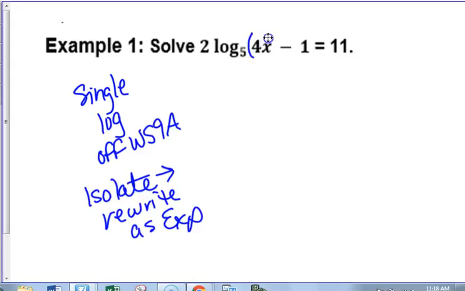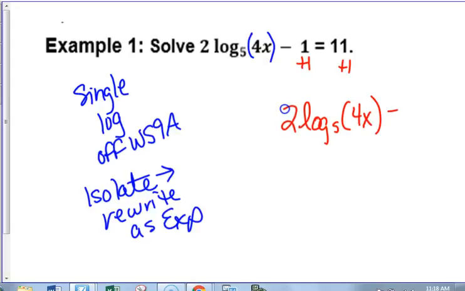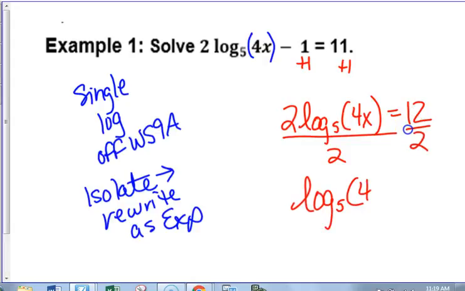By the way, I like to put the parentheses so that I can remember what's going on. Add 1 to log base 5 of 4x equals 12. Divide by 2 so that the log is totally isolated.